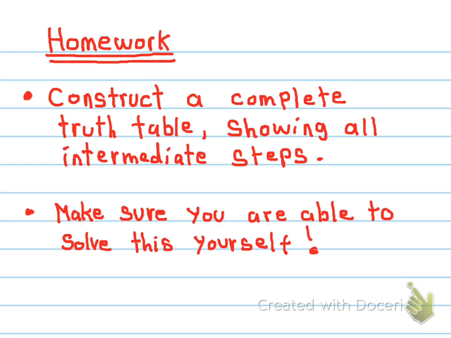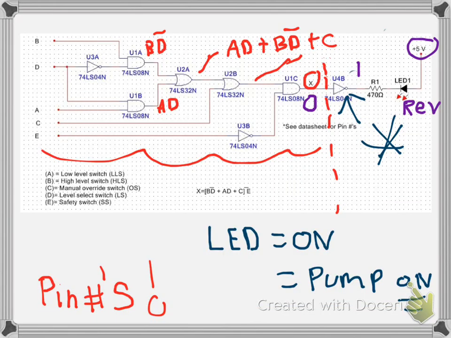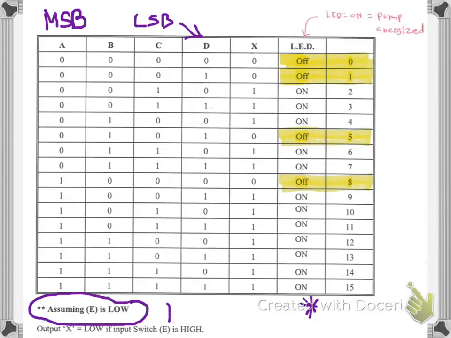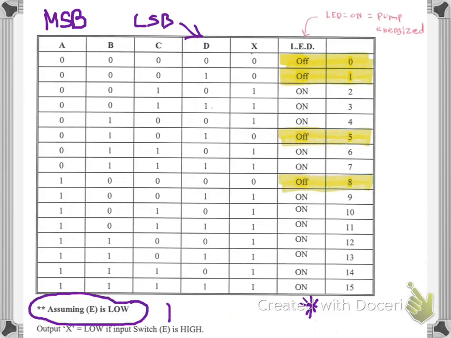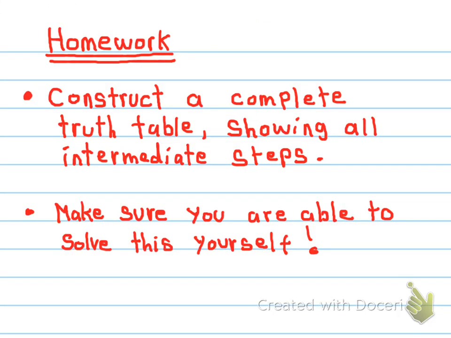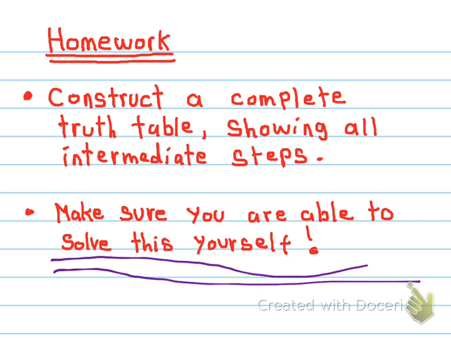For homework, I would like you to construct a complete truth table showing all the individual steps. What I mean by that is just like we've done in class with other examples, plot all these in the columns. This would be a fair test question. If I were to give you this circuit, I would fully expect you to be able to come up with these two columns in about 10 minutes or so. Make sure you're going through these, and that you know how to do it. Don't squander the opportunity.